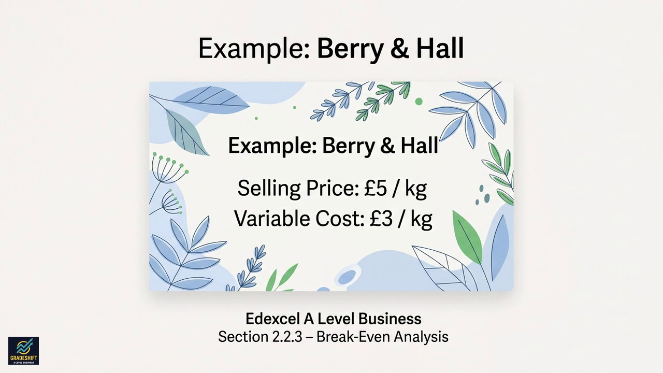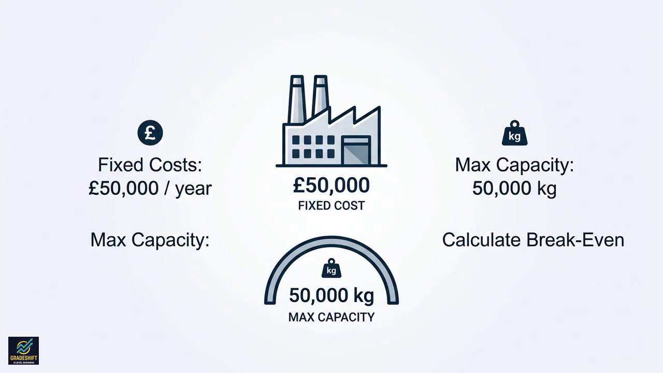Let's explore another real business example. Berry & Hall, a company selling aromatics. They sell their product for £5 per kilogram, with a variable cost of £3 per kilogram to produce and package. Berry & Hall have annual fixed costs of £50,000, and their factory has a maximum output capacity of 50,000 kilograms per year. Let's calculate their break-even point using the contribution method.